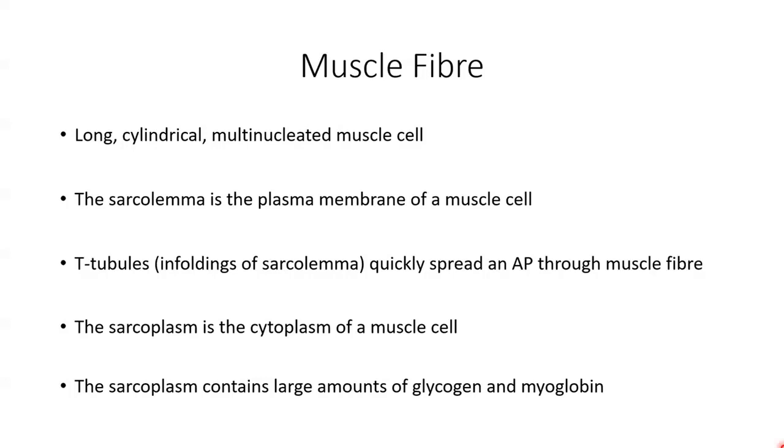Within the sarcolemma, or within the muscle cell, is also the sarcoplasm. The sarcoplasm is just the cytoplasm of the muscle fiber. It includes a large amount of glycogen, which is a stored form of glucose. So the glycogen and the glucose will help the muscle produce ATP. Also within the sarcoplasm, we find myoglobin, which is a special type of protein only found in muscles, which helps bind to oxygen, which diffuses into the muscle through those capillaries.